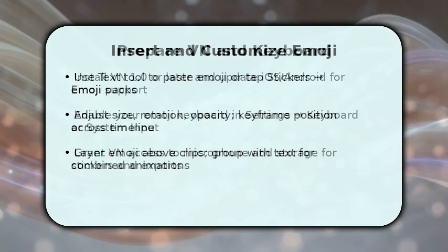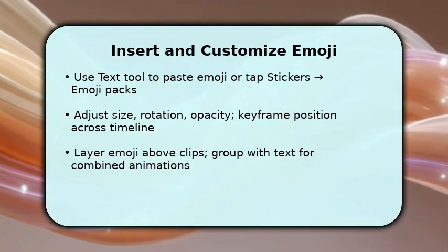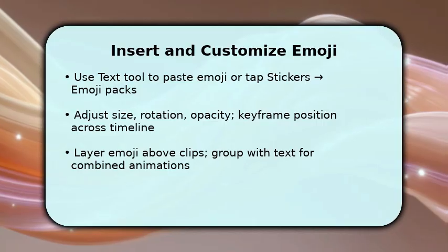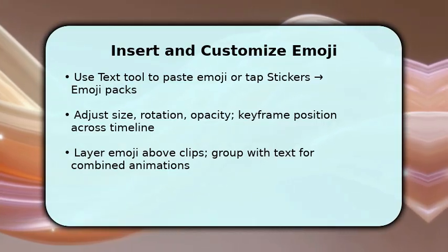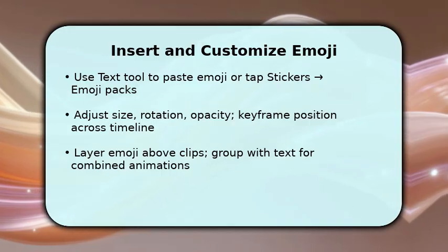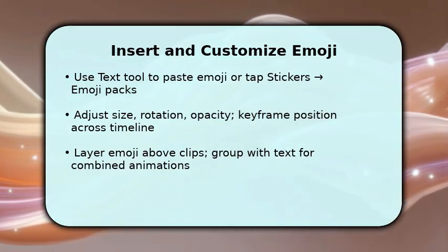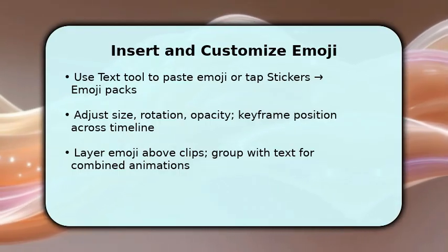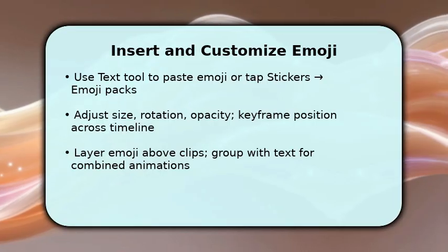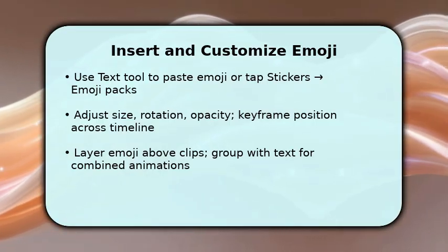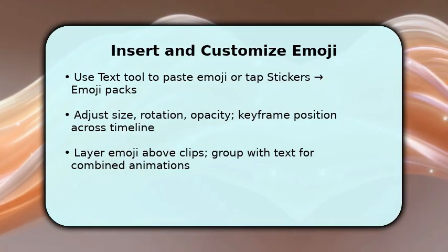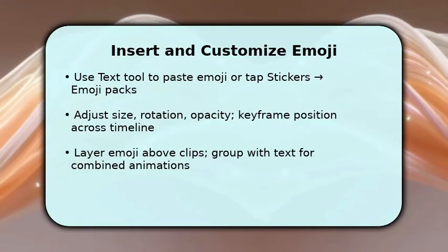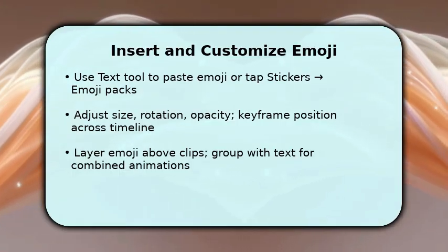You'll place emoji using the text tool or VN sticker browser. Paste directly from the emoji keyboard for exact glyphs. Once an emoji is on screen, make sure to scale and rotate for composition and set opacity to blend with footage. Use keyframes to animate movement or to lock an emoji to a subject. This creates engaging motion. If you need composite effects, group emoji with a text layer and apply a single animation preset so they move together smoothly throughout the clip.